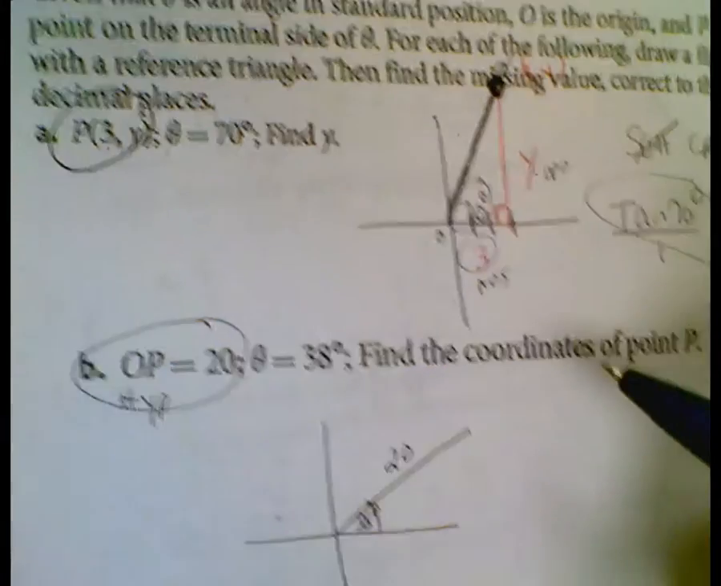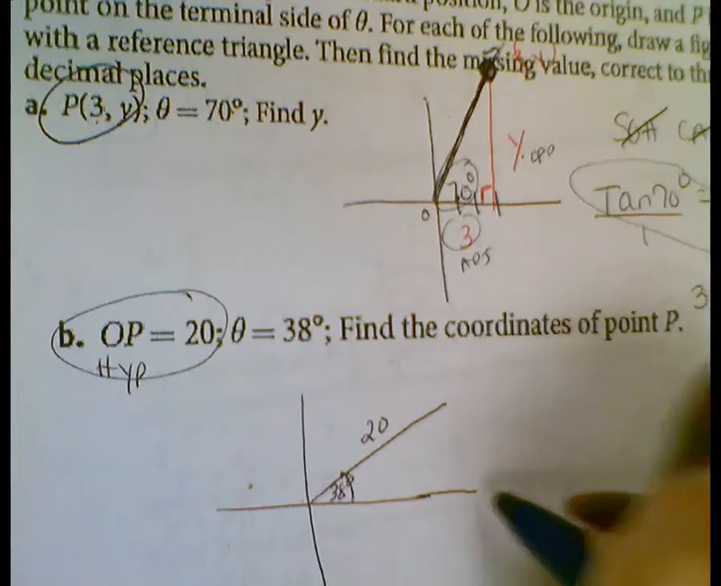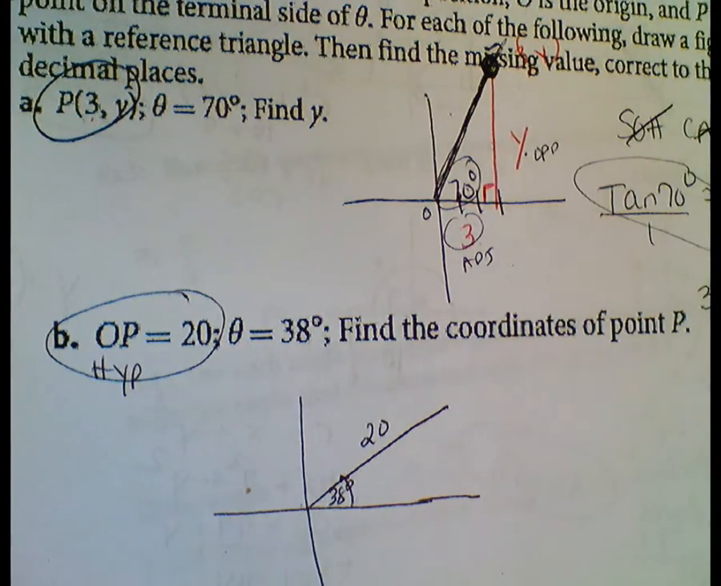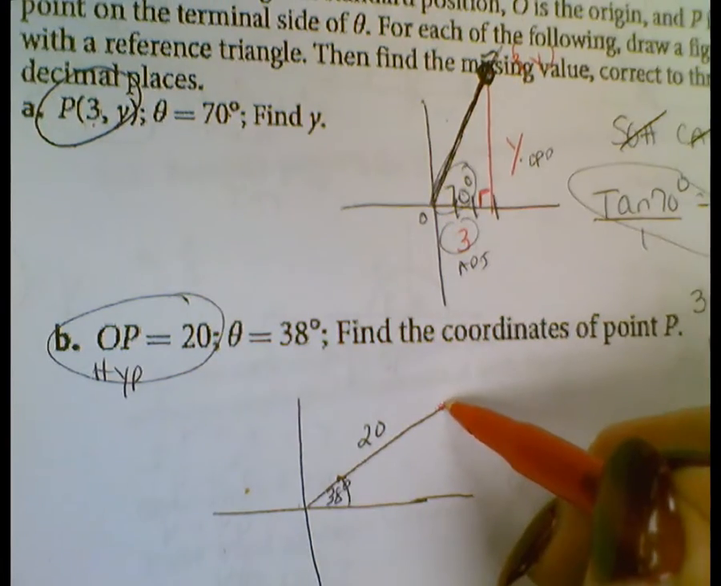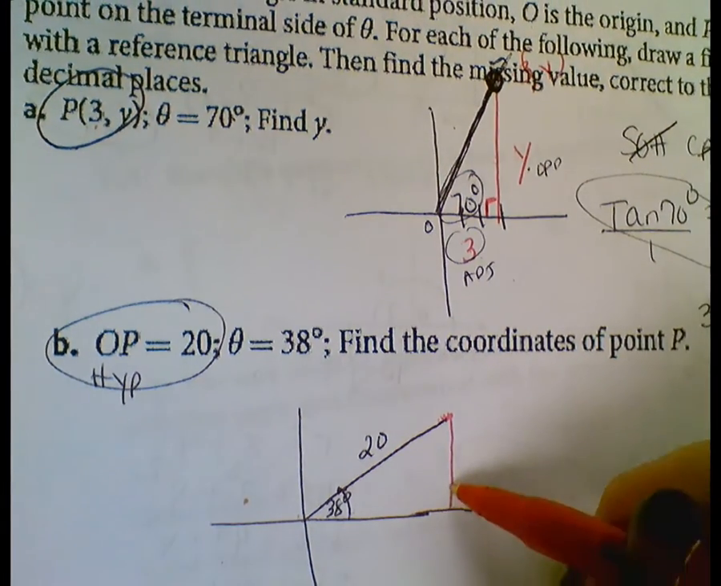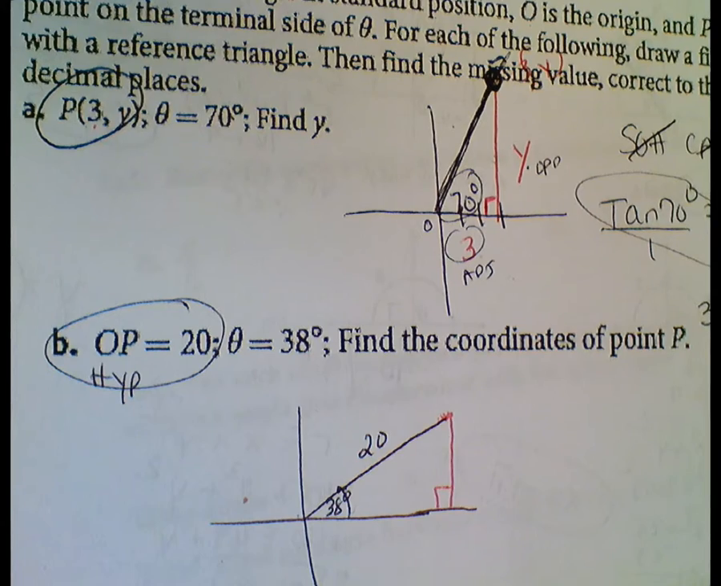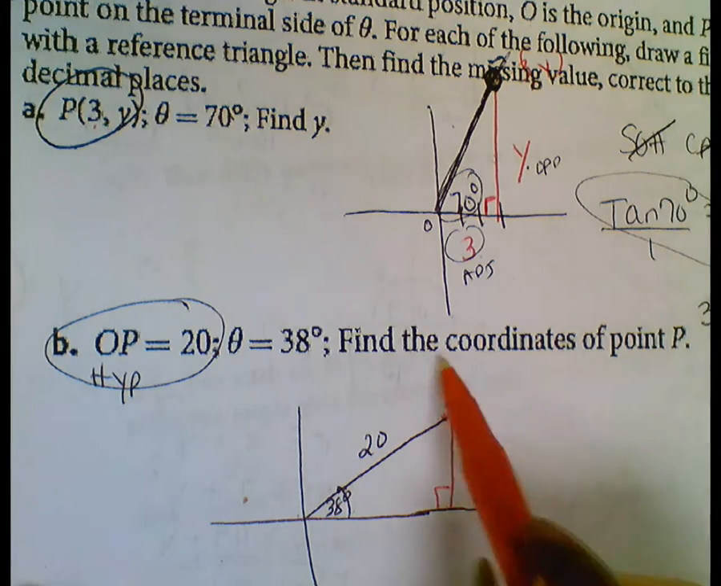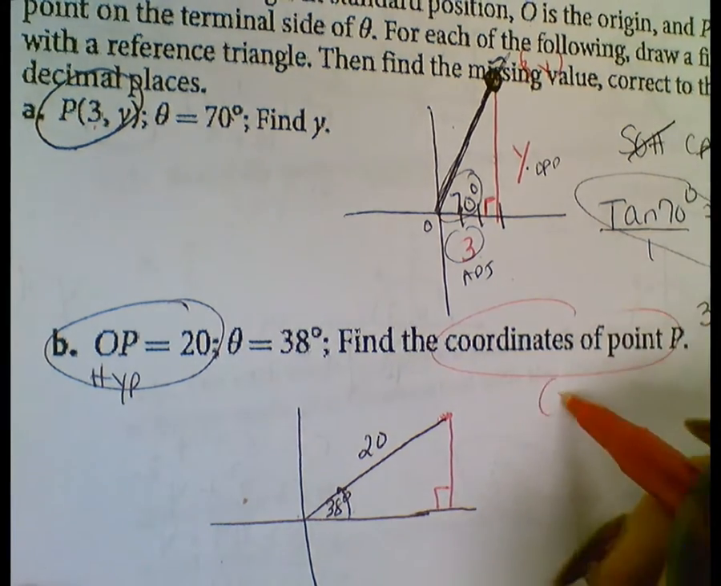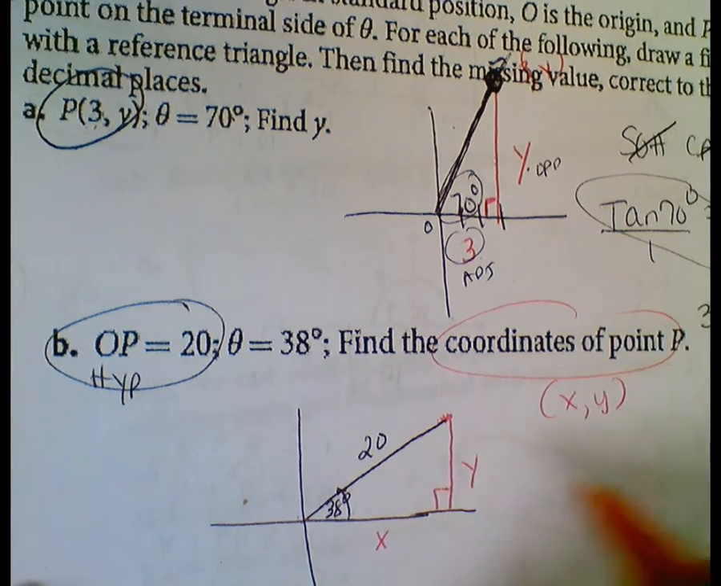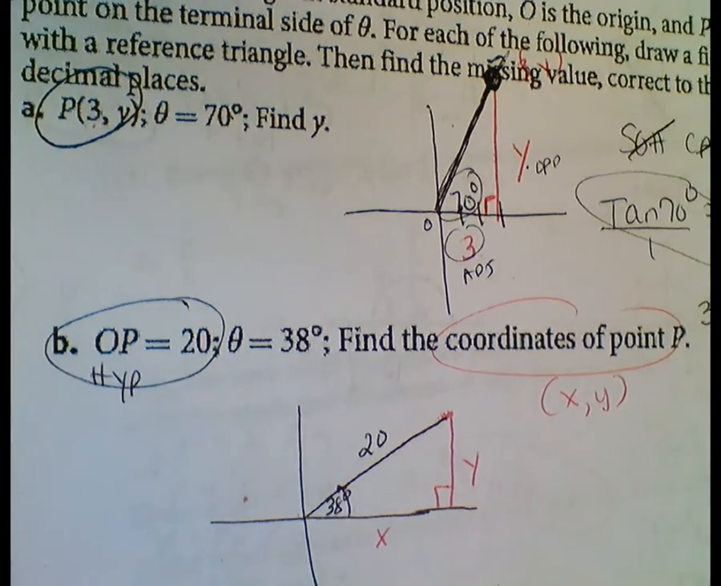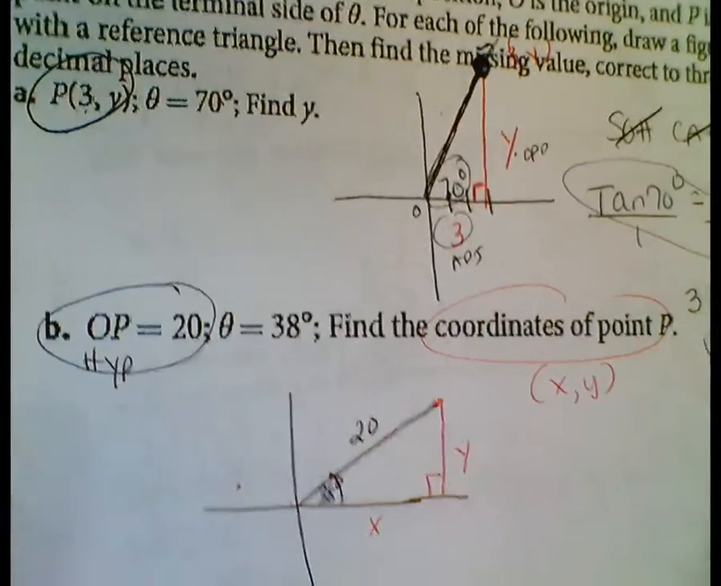So we're going to draw a reference triangle. So I'm going to extend my x-axis here. We're going to draw a reference triangle by where we stop on the terminal side to the closest x-axis, draw on a 90-degree angle. And they want you to find the coordinates of point P. That means they want you to find x and y. I don't know either one of these, but that's okay. I can find them. I have to do 2 steps here.